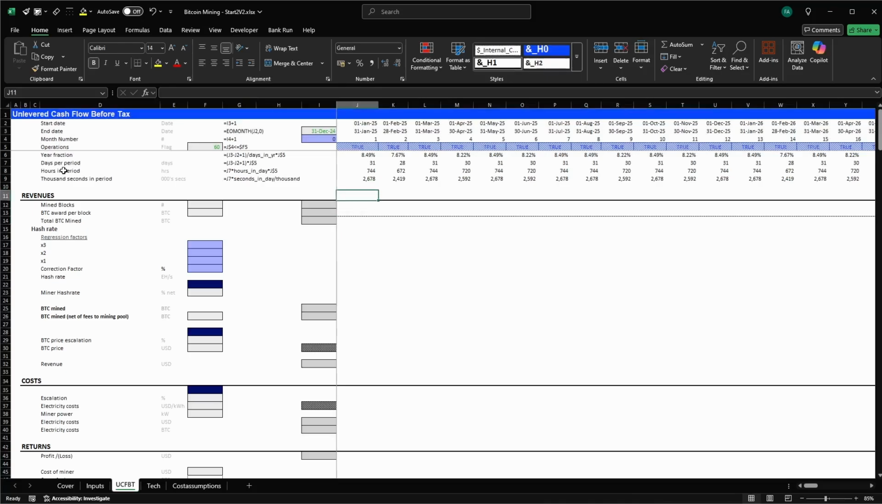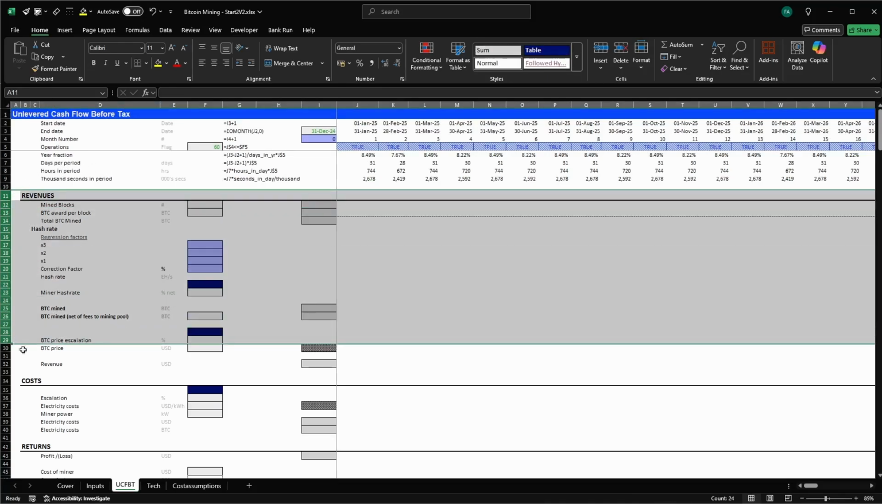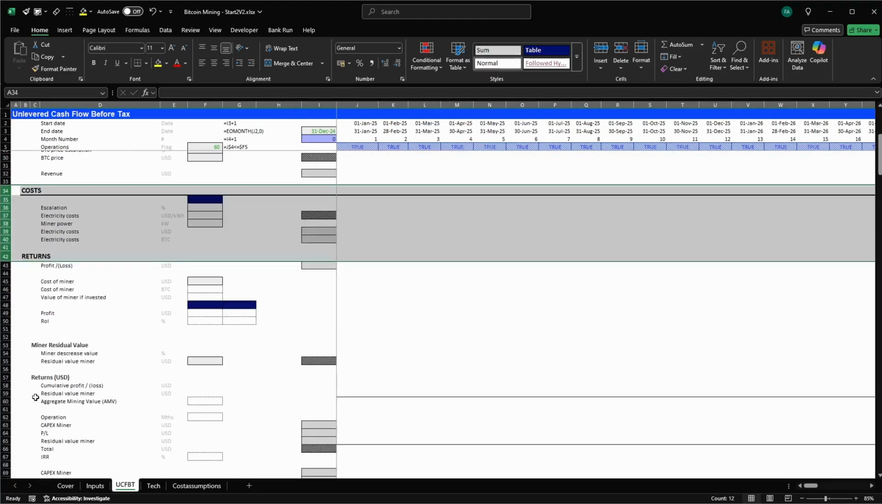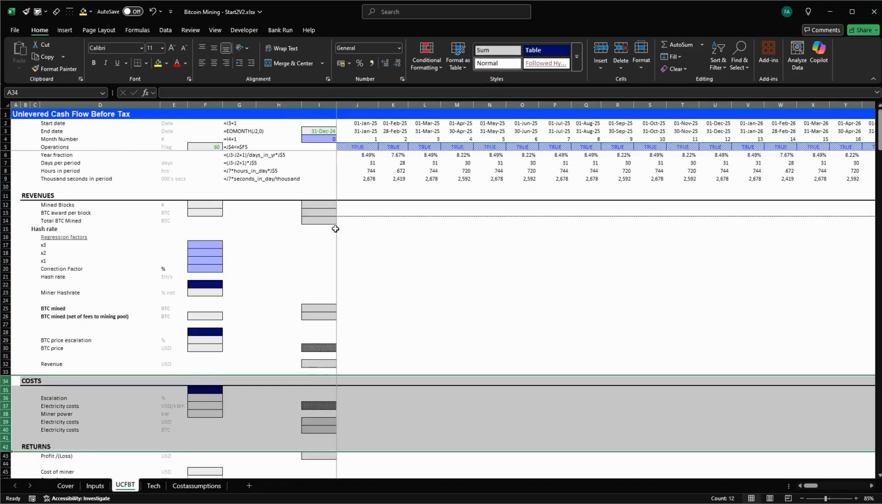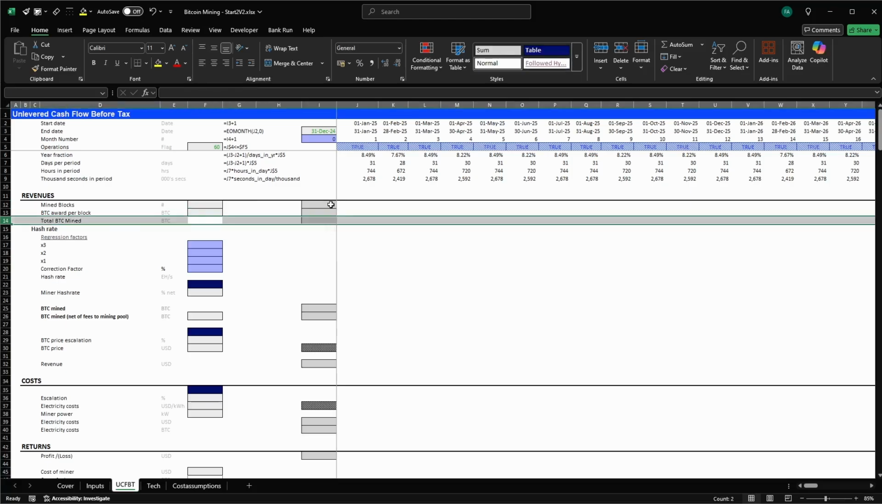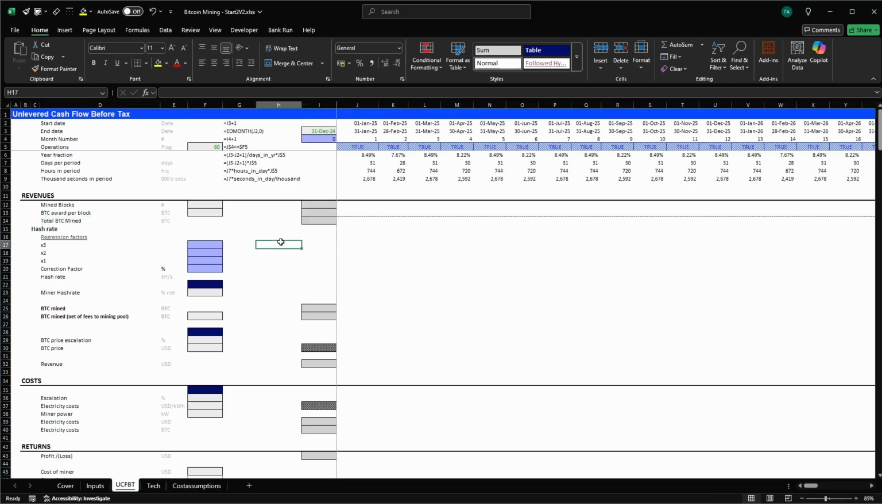The next one, we're going to start calculating the revenues first, then the costs, and lastly the return. So these are the steps we're going to follow. First, we're going to calculate how many Bitcoins are going to be mined by the network per period, and based on this information, we'll derive how many Bitcoins we're going to get per period.